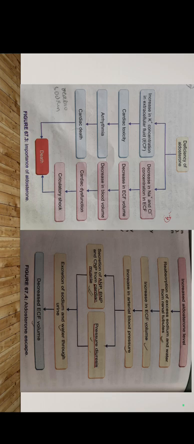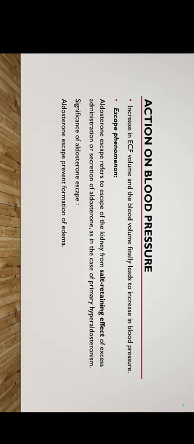Now, third is aldosterone escape, which is the action on the blood pressure. An increase in the ECF volume and the blood volume finally leads to an increase in the blood pressure. So now we have to normalize the blood pressure. For that, we have the escape phenomenon.